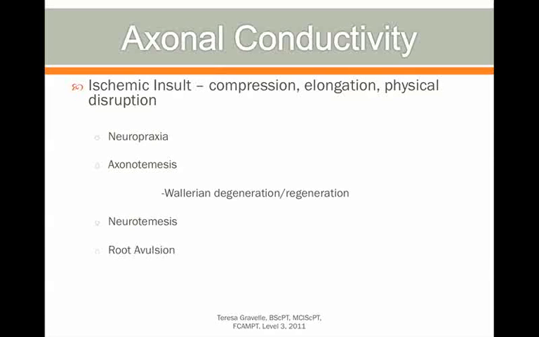The different types of nerve injuries that are seen are neuropraxia, axonotmesis, neurotmesis, and a root avulsion. We can test axonal conductivity, as you know, in our scan with our reflexes, sensation, and key muscle testing.